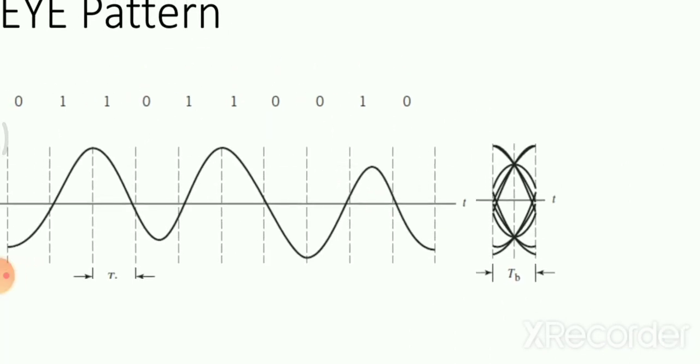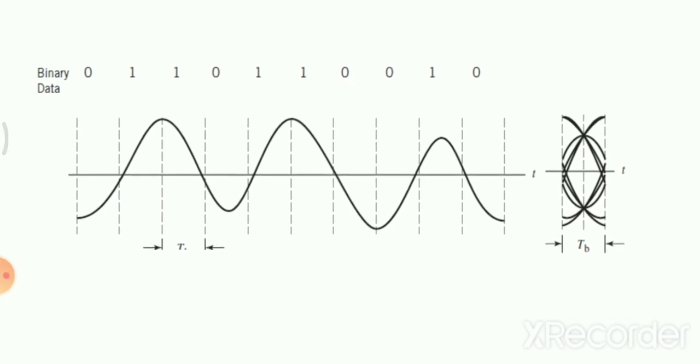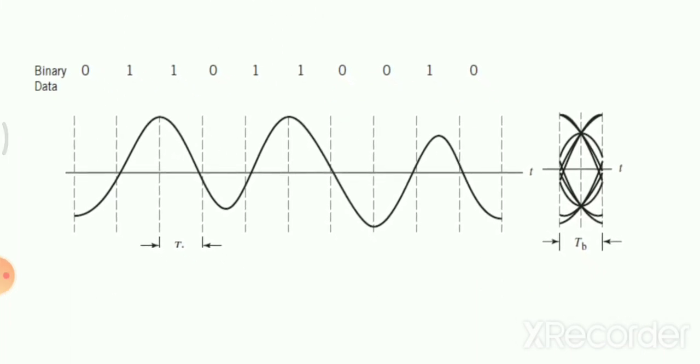So suppose you have this information: 0 1 1 0 1 1 0 0 1 0. I'm taking the bit duration TB like this. This is the bit duration TB. I think it is not properly visible, but okay. So this is the time duration.